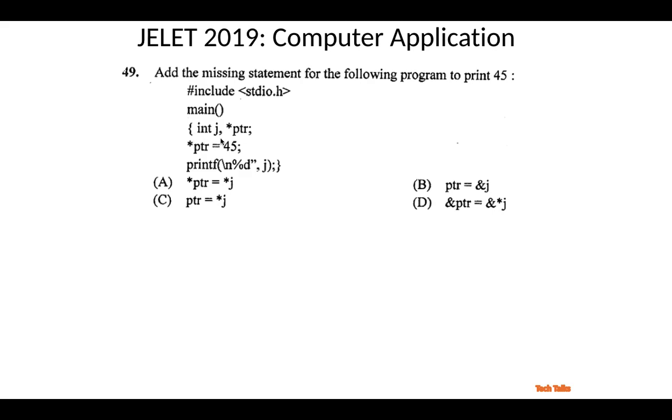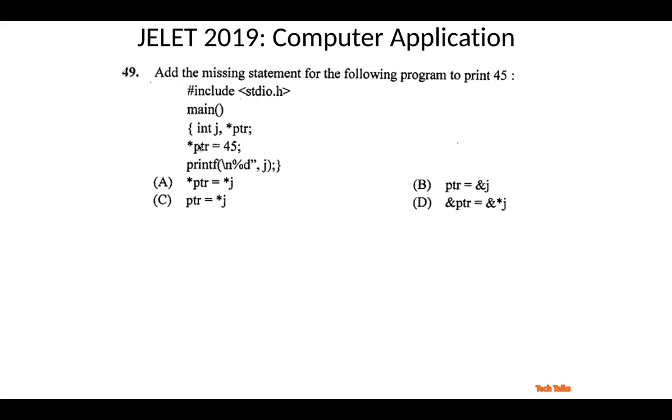So what is given? int j, star pointer. That means this ptr is a pointer to a location or to a variable that contains an integer value. So star pointer, star means the value operator. Whenever you put a star before the pointer, that means actually the variable. So when we write star pointer equal to 45, that means the value at the place where this pointer is pointing is 45.